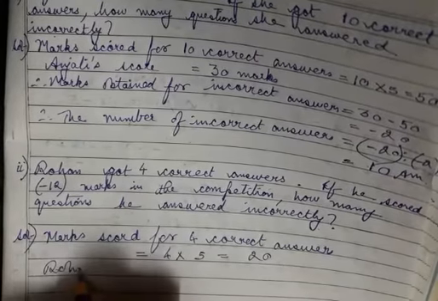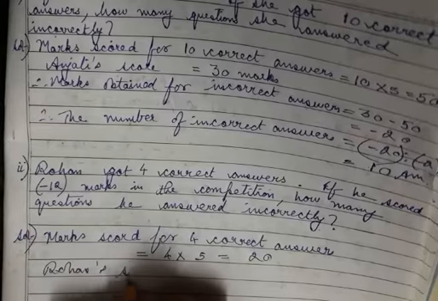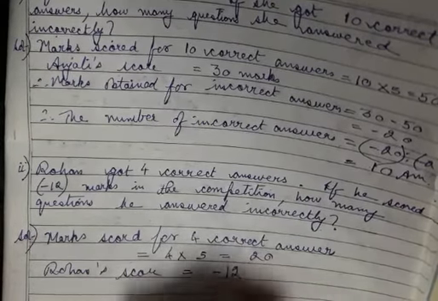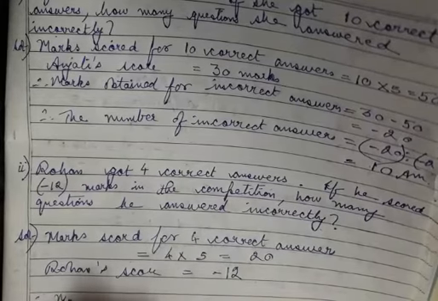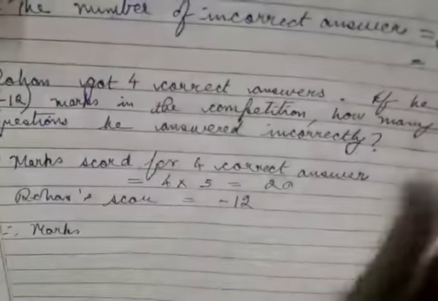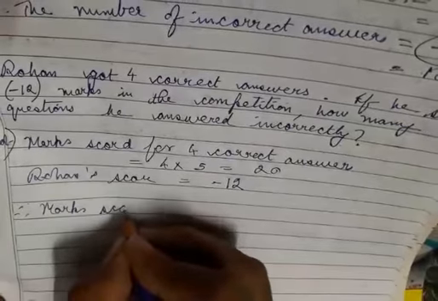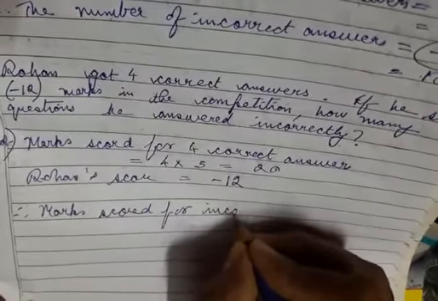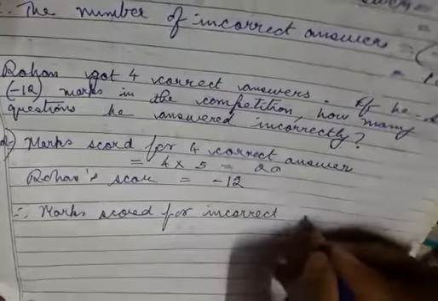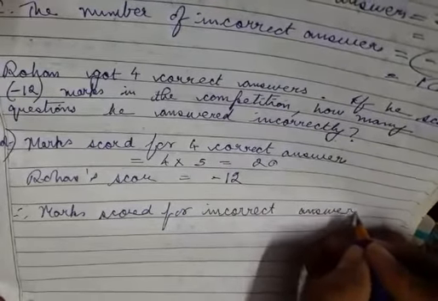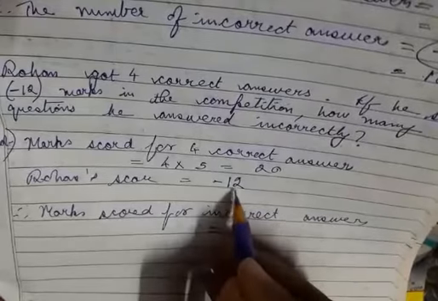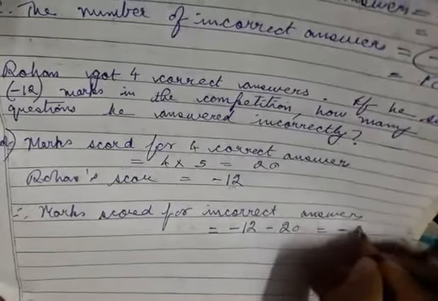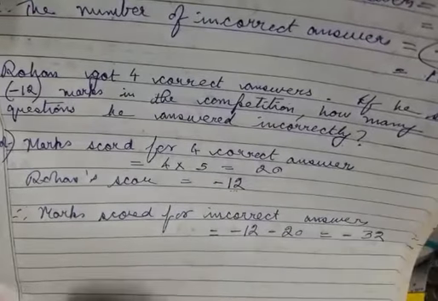And what is Rohan's score? Rohan's score is minus 12. So therefore we can easily find out the marks scored for incorrect answers. His total score is minus 12, so minus 12 minus 20. What will come? Minus 32.